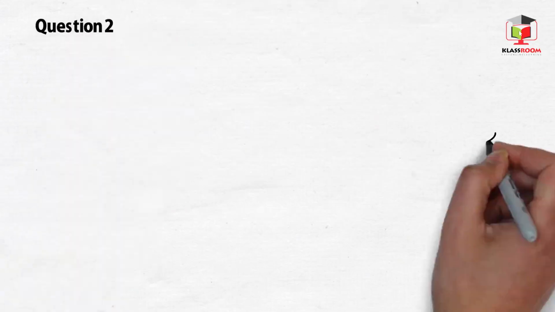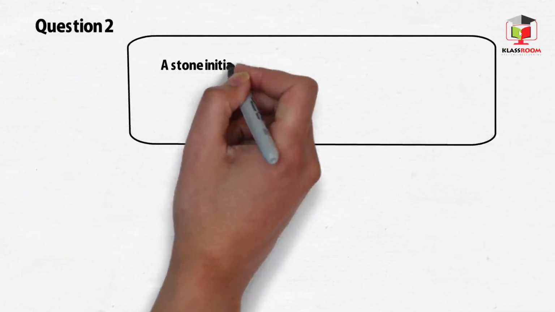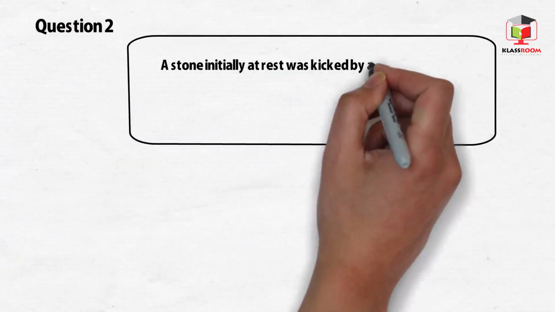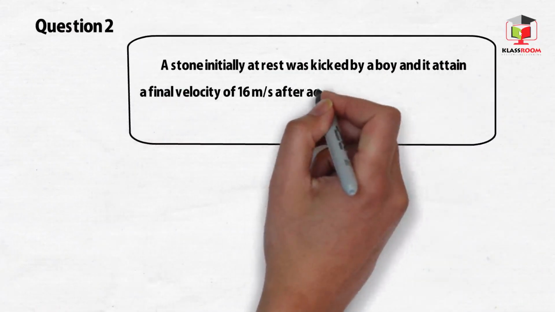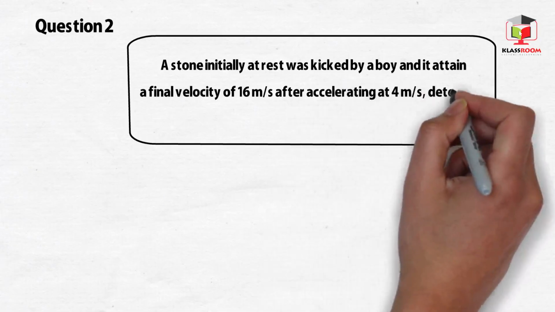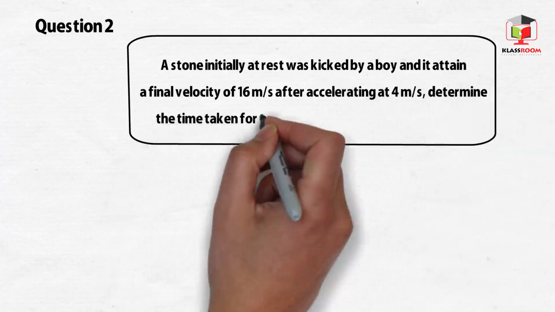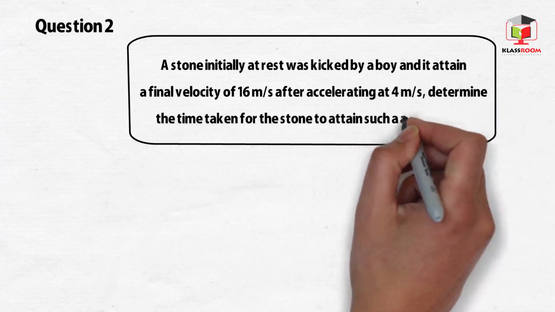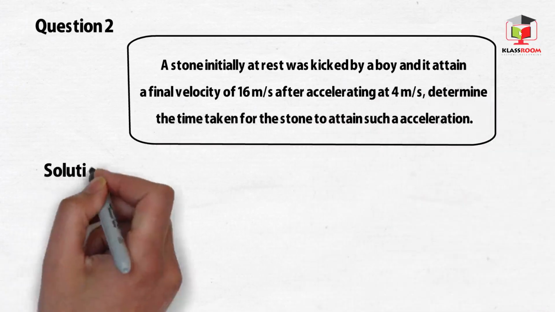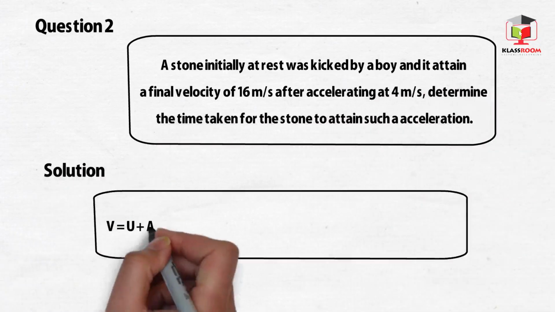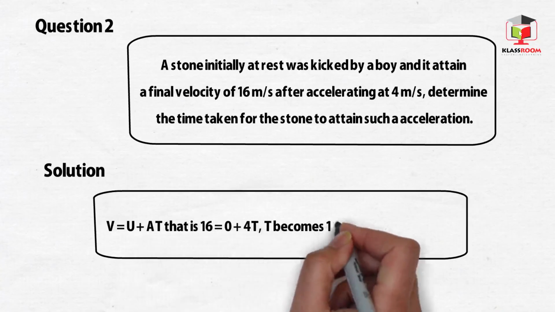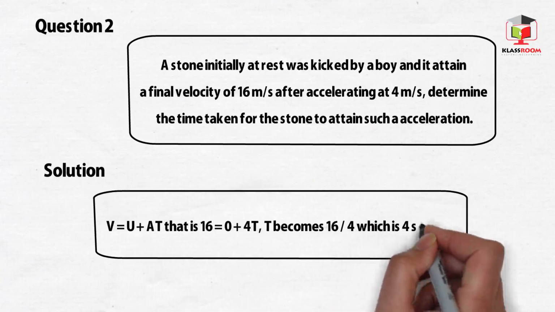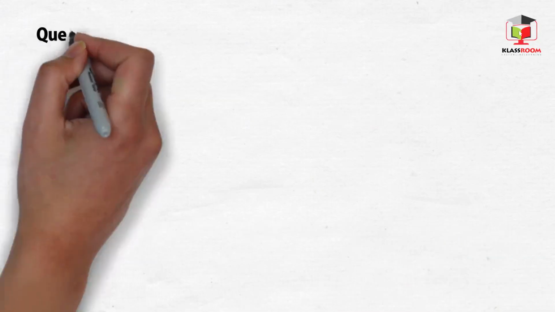2. A stone initially at rest was kicked by a boy and it attained a final velocity of 16 meters per second after accelerating at the rate of 4 meters per second squared. Determine the time taken for the stone to attain such acceleration. Solution. V equals U plus AT. That is 16 equals 0 plus 4t. T becomes 16 over 4, which is 4 seconds.